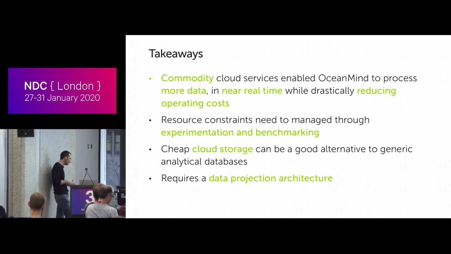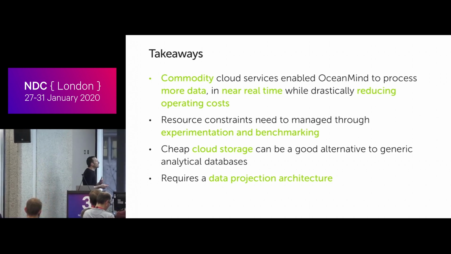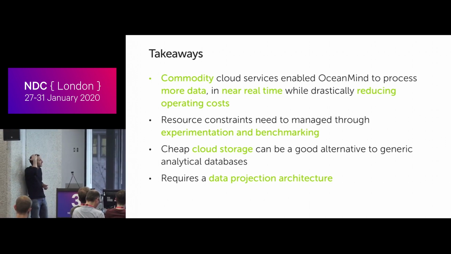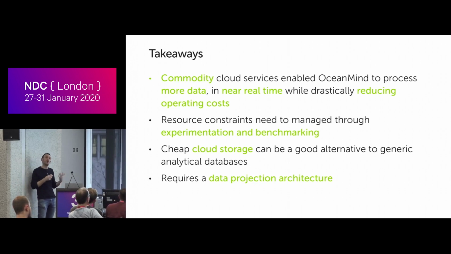So the takeaways from this are that commodity cloud services enabled OceanMind to process more data in near real time while drastically reducing operating costs. And for them, that was absolutely important. And hopefully, if you can take away anything as well, this wasn't a trivial example. This is actually quite a complex scenario.